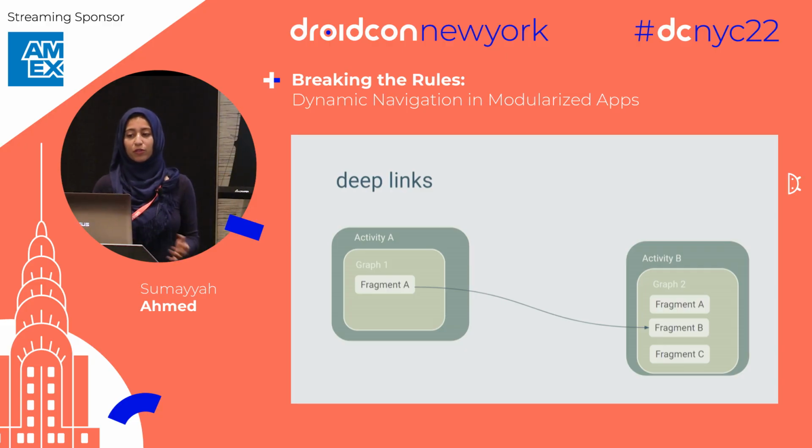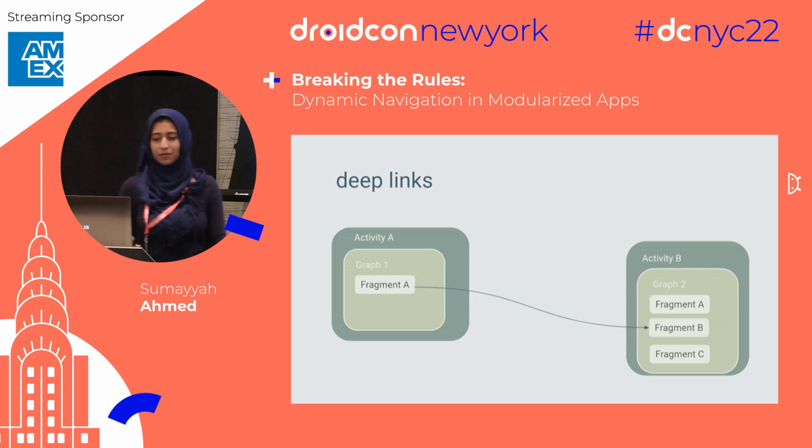It's something we're really familiar with when it comes to accessing applications externally, but there is a way to build these paths between graphs, and it works across modules. So that's the first rule we're going to break. You don't have to do this handoff. You can perform your deep links directly. How does this look in code? It's going to be a 3-step process.